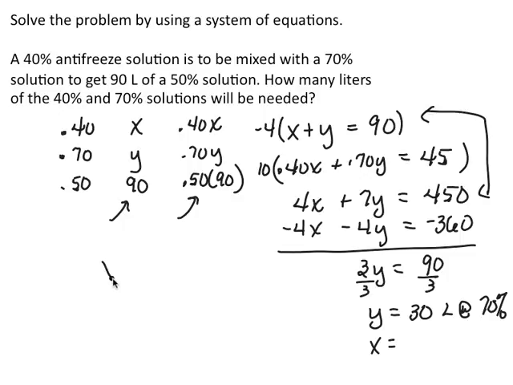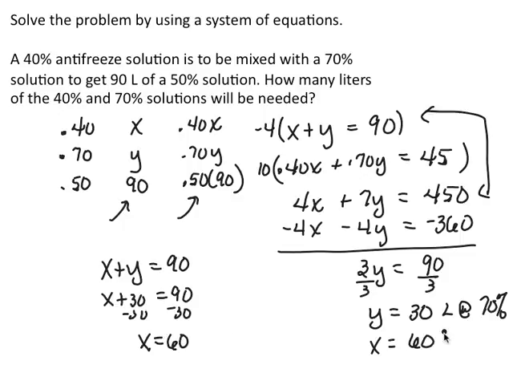Well, I can see that x plus y is equal to 90, and I know that y is 30. So x plus 30 equals 90. Subtract 30 from both sides, and x is 60. So I have 60 liters at my 40% solution. So I will need 30 liters at 70% and 60 liters at 40%.